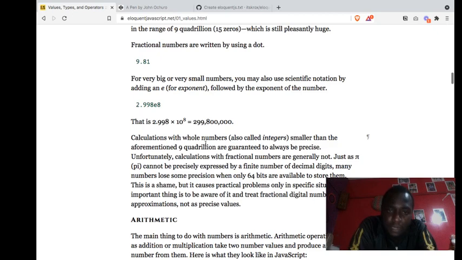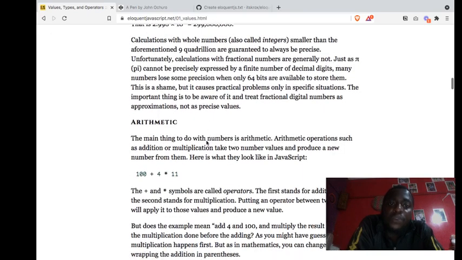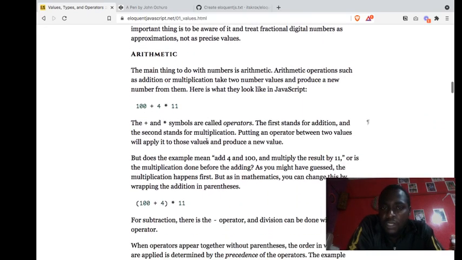Calculations with whole numbers, also called integers, smaller than the aforementioned 9 quadrillion are guaranteed to always be precise. Unfortunately, calculations with fractional numbers generally are not. Just as pi cannot be precisely expressed by a finite number of decimal digits, many numbers lose some precision when only 64 bits are available to store them. This is a shame, but it causes practical problems only in specific situations.